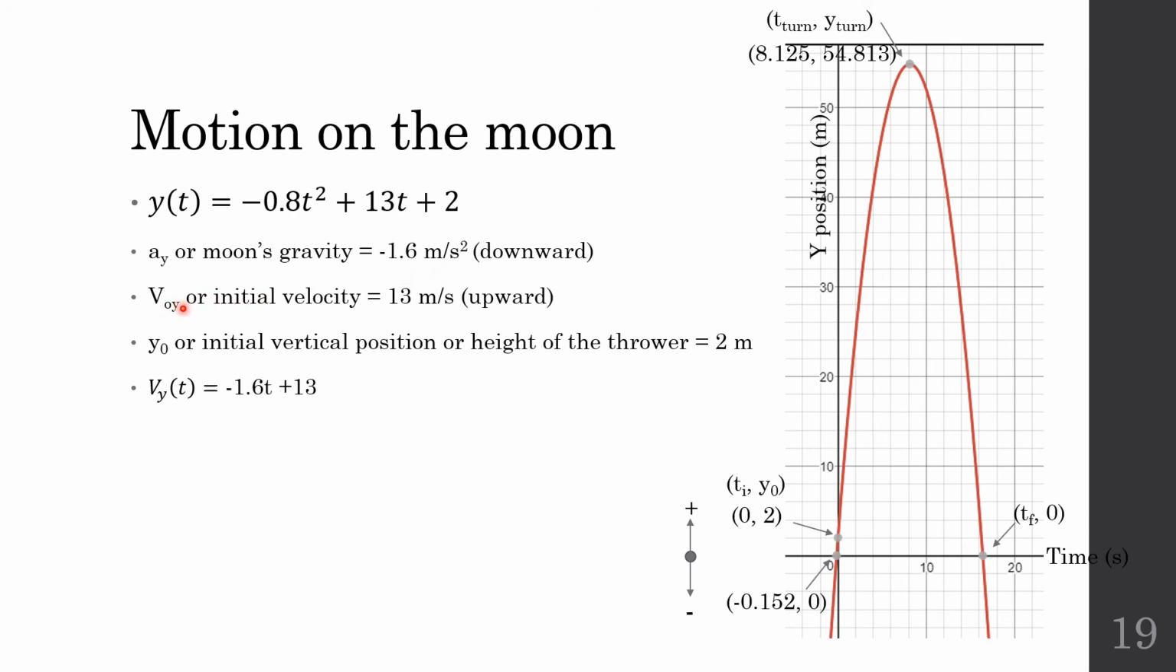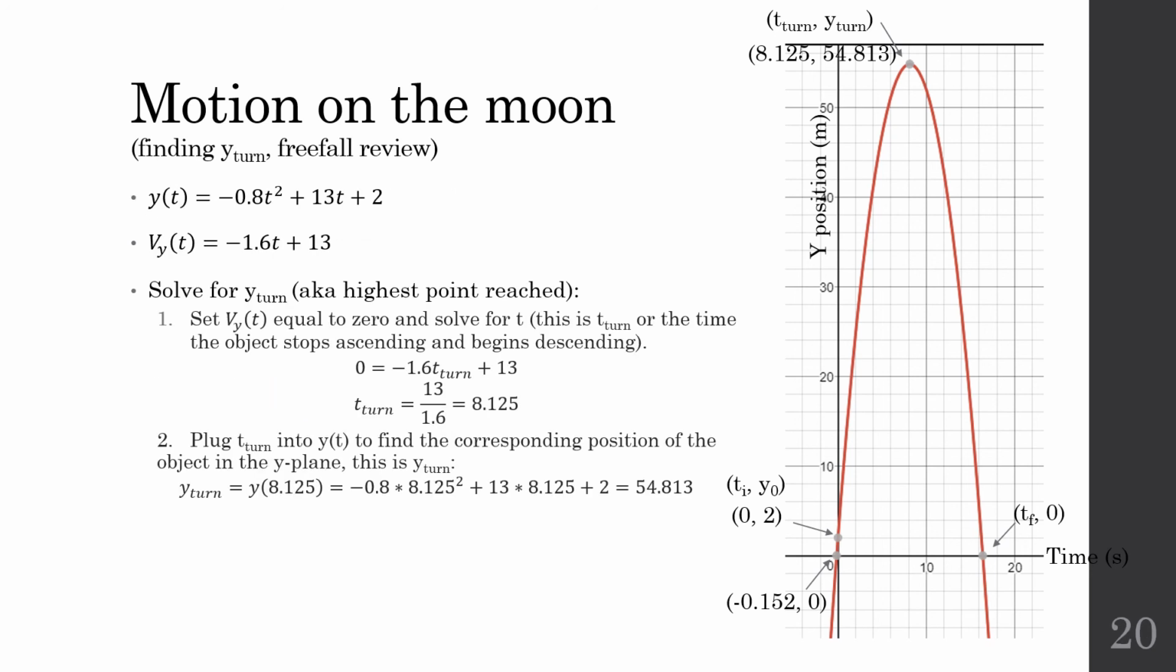Now Voy is just the coefficient in front of the t term, so that's simply 13 meters per second. Y naught is going to be our constant, which is 2. So the height of the thrower was 2 meters, about 6 feet. And last but not least, the Vy of t equation would be negative 1.6 t plus 13. Remember that Vy of t is Ay times t plus Voy.